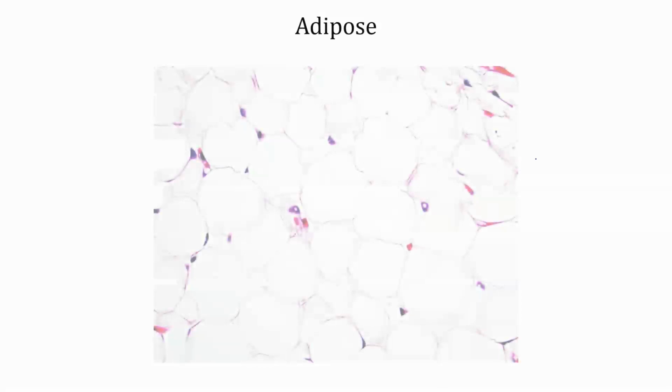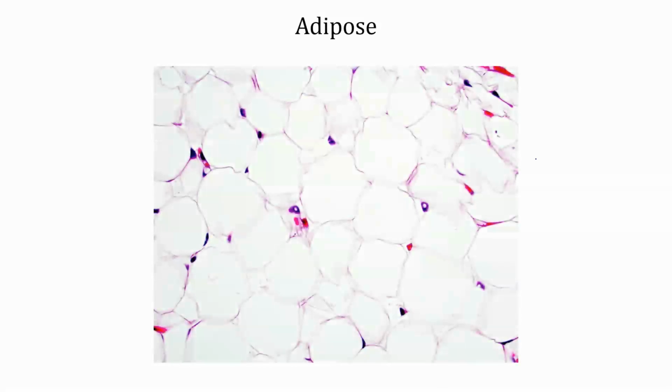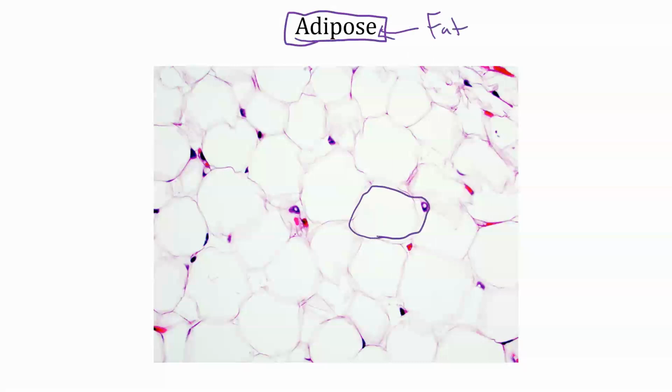The next category then are the connective tissues. So one of probably the easiest ones to spot is adipose tissue. And adipose tissue is essentially just fat. And what you're seeing here is each one of these is a cell, and you can see they have a little nucleus pushed off to the side of most of them.